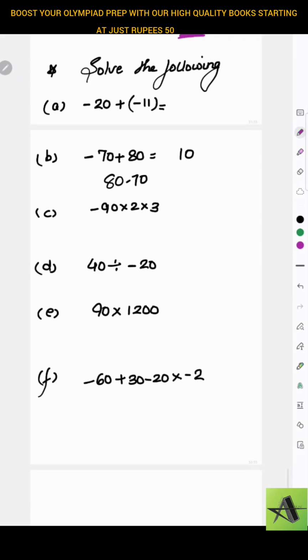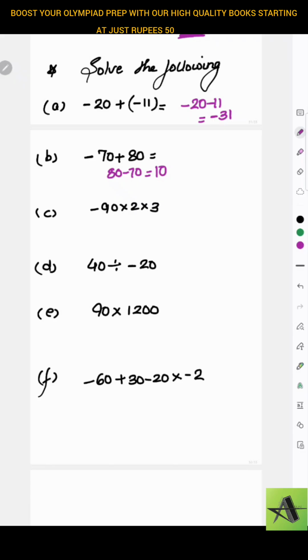Last question is to solve all these ones. So it says minus 20 plus minus 11. So I told you, when you expand the bracket, positive multiplied with negative becomes negative. So this can be written as negative 20, negative 11, which will give me negative 31. Because when you are adding two similar sign numbers, you have to add them up and the final answer will be the sign of those two numbers.